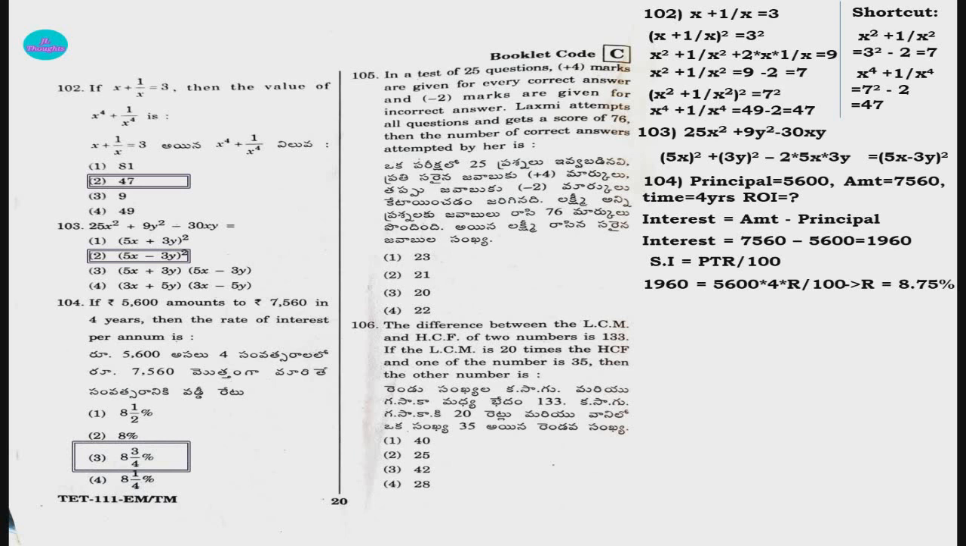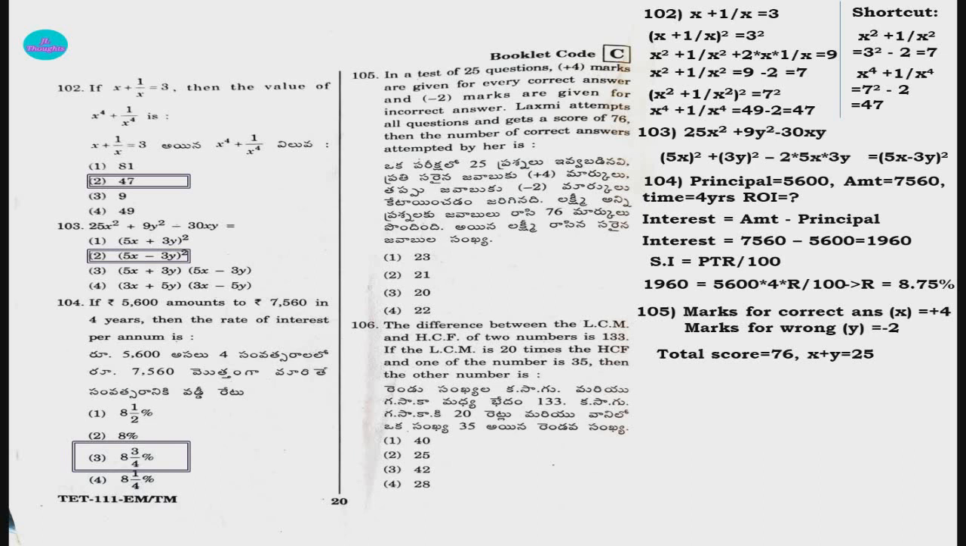Now 105. In a test, 25 questions, plus 4 marks are given for every correct answer and minus 2 marks are given for every incorrect answer. Lakshmi attempts all questions and gets a score of 76. Then the number of correct answers attempted by her is. Now first, marks for a correct answer, let me consider it as x, that is equal to plus 4. Now marks for a wrong answer, let us consider it as y, that is equal to minus 2. Now the total score is given as 76.